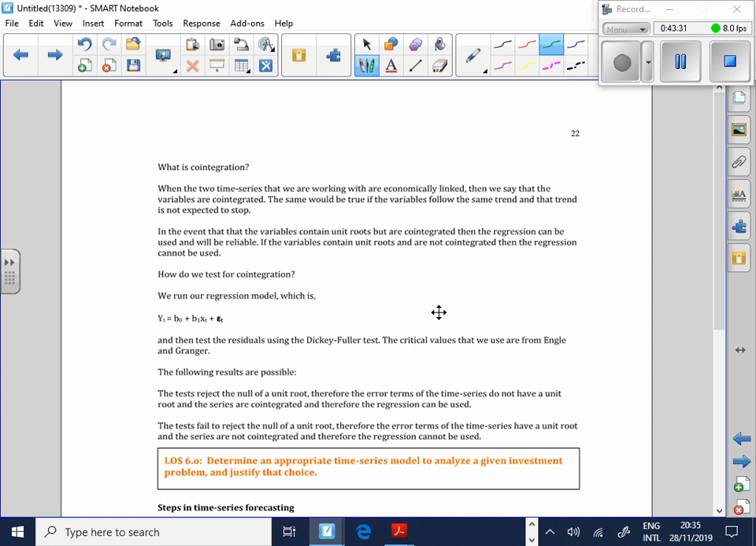Co-integration is when the two time series that we're working with are economically linked. They both have unit roots, but it almost works against each other. In the event that the variables contain unit roots but are co-integrated, this was case number 5 from the previous page, the regression can be used and will be reliable.